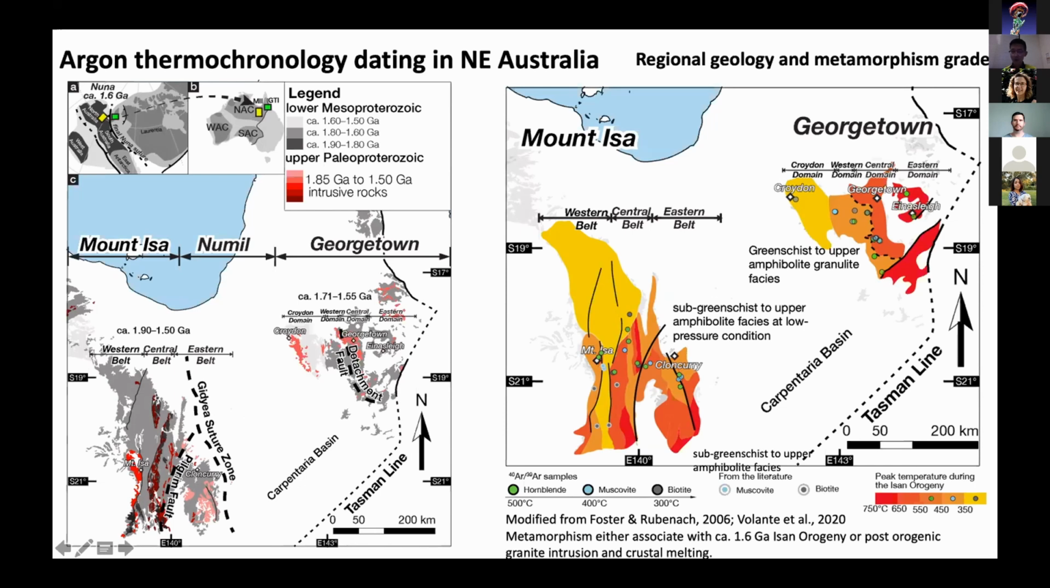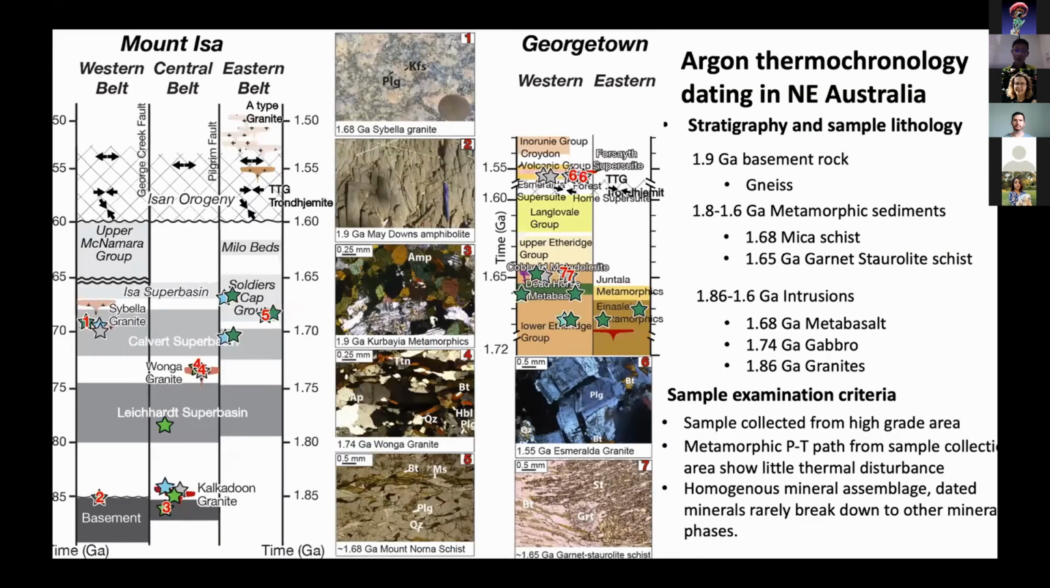But here we also need to be aware that the metamorphism is not all ascribed or related to the Isan orogeny. It can also be linked with the 1.55 Ga granite intrusion. So we need to understand if they are cooling from the orogeny events, or are they just cooling from the heating of the granites? This is something we have to be aware of when I conduct this work.